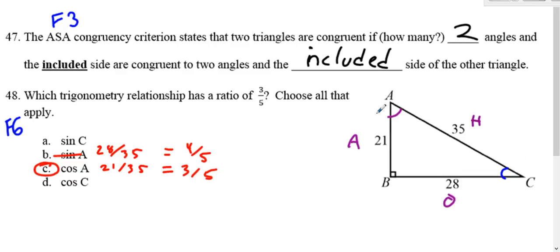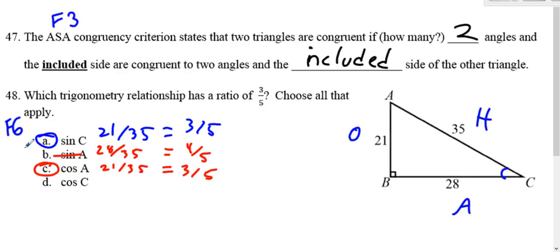Sine of C, so now we switch to this angle. So this is now opposite, this side would be adjacent, and there's the hypotenuse. Sine would be opposite over hypotenuse, 21 over 35. That one's good. Cosine would be 28 over 35, which is not the right one.